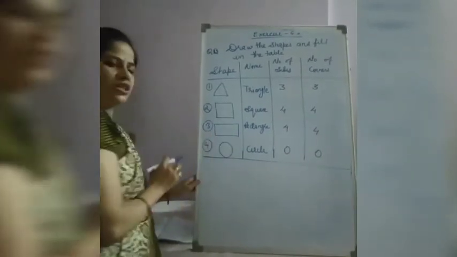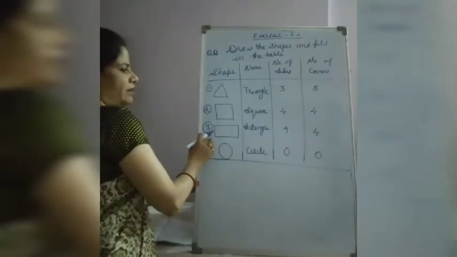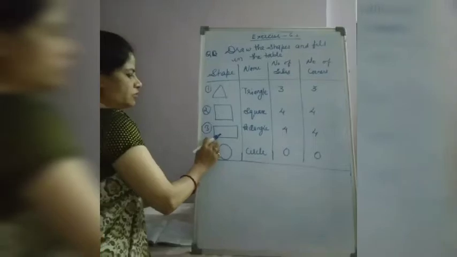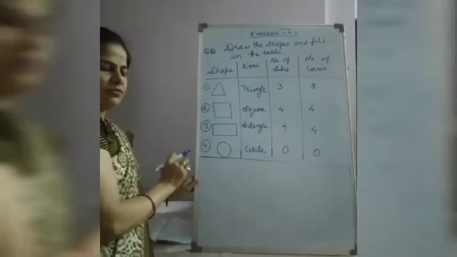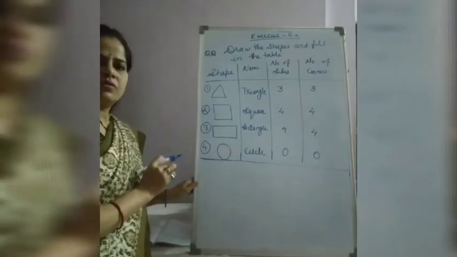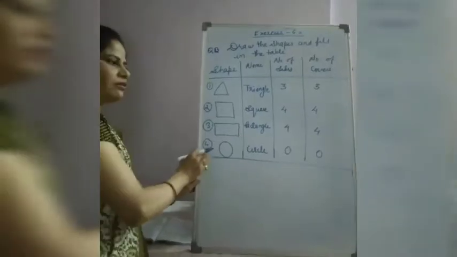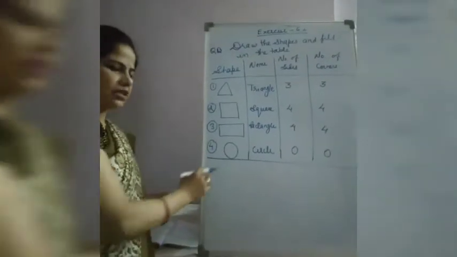See, this is the shape of rectangle and rectangle has 4 sides and 4 corners. 4 sides 1, 2, 3 and 4. So you have to write 4 and then 4 corners 1, 2, 3, 4. So how many corners in rectangle? 4 corners. Now the last shape is of circle.